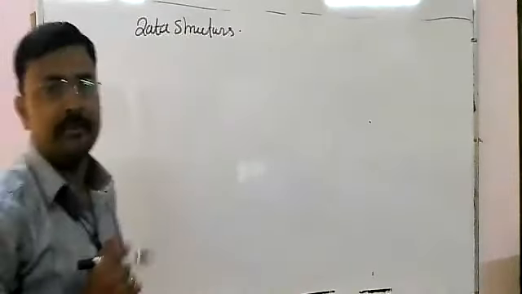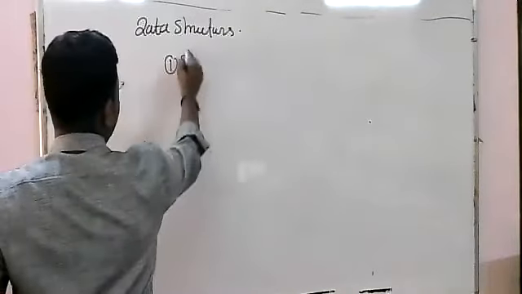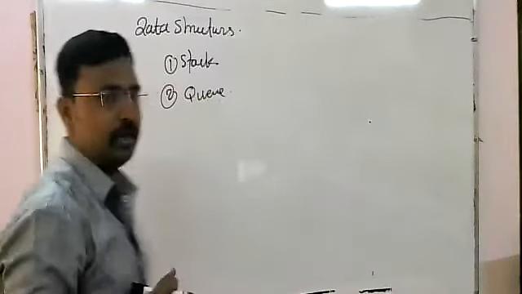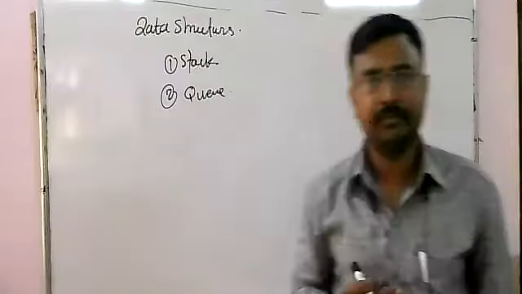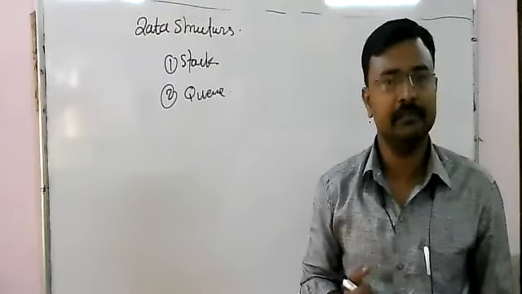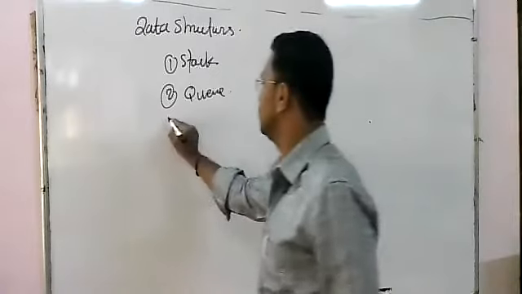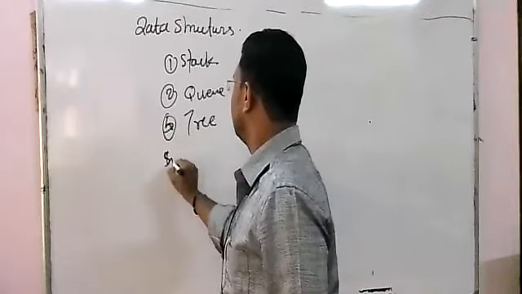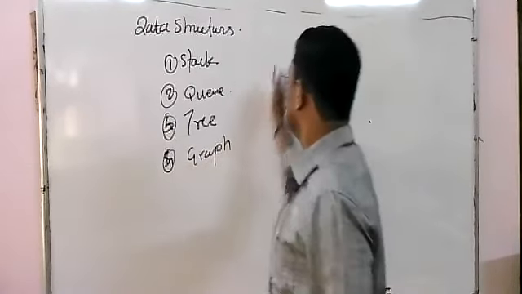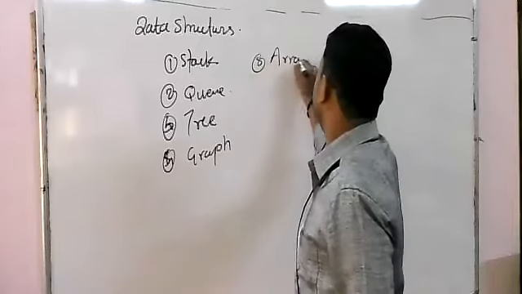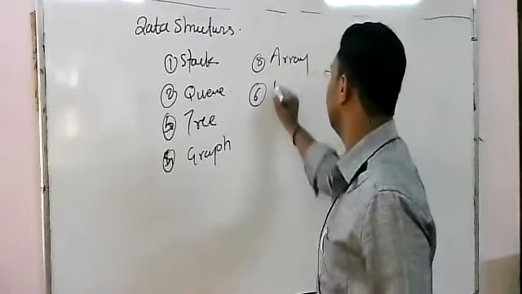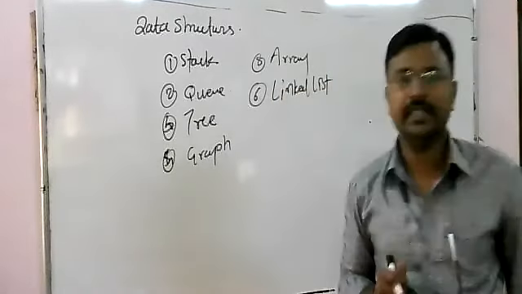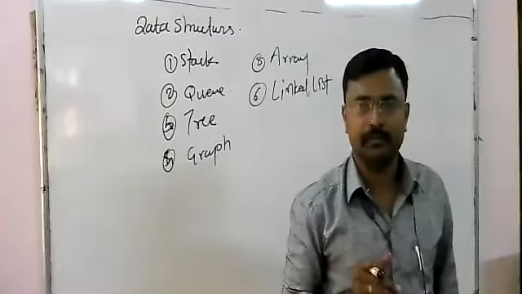First data structure you have studied is the stack. Second, queue, maybe you have studied it or not. Then the third one is a linked list. Then the fourth one, tree, graph. All these are data structures. Then fifth one, array. Array is also one of the data structures. And sixth one is a linked list. So these are some of the data structures that are available, right?